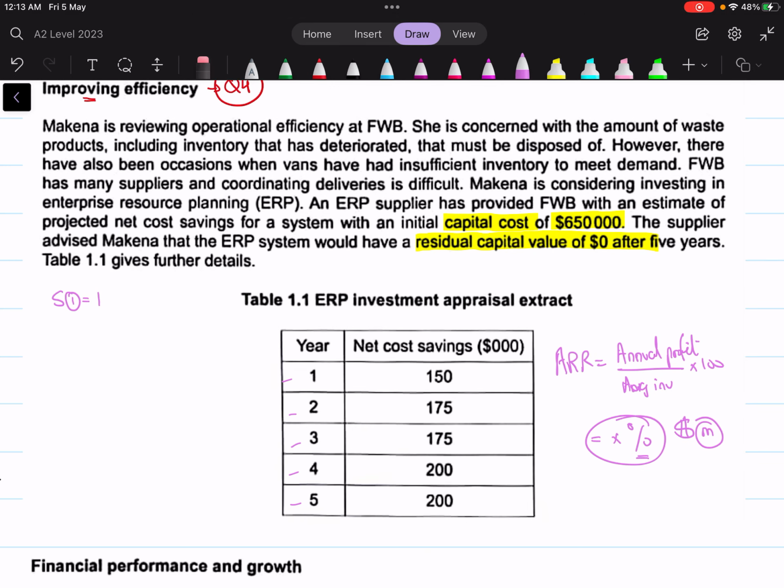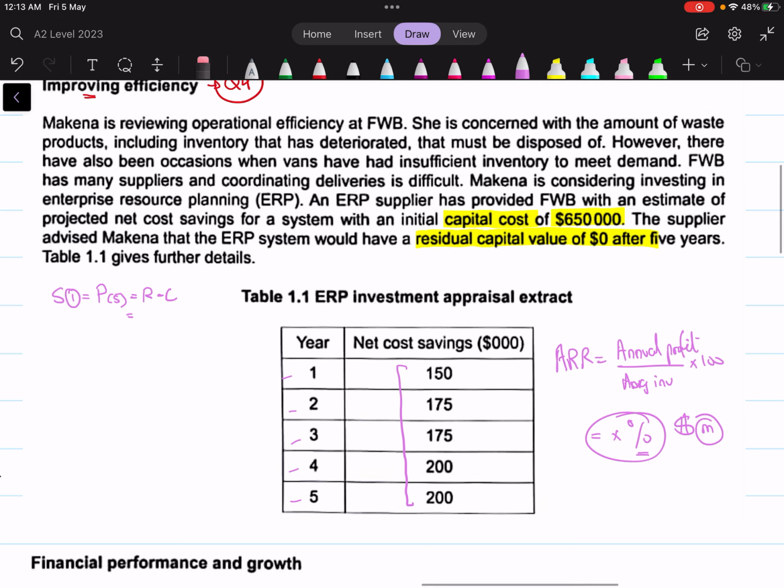Step number 1 would be to calculate the profit for the 5 years. And how do you calculate profit? That basically is revenues minus cost, or inflows minus outflows. So the first step would involve adding all of these cash flows, the inflows. That's going to give you an amount of 900. So 150 plus 175 plus 175 plus 200 plus 200. Then you're going to subtract your initial capital investment, because that's the only outflow mentioned here. And you get a total profit of 250,000.